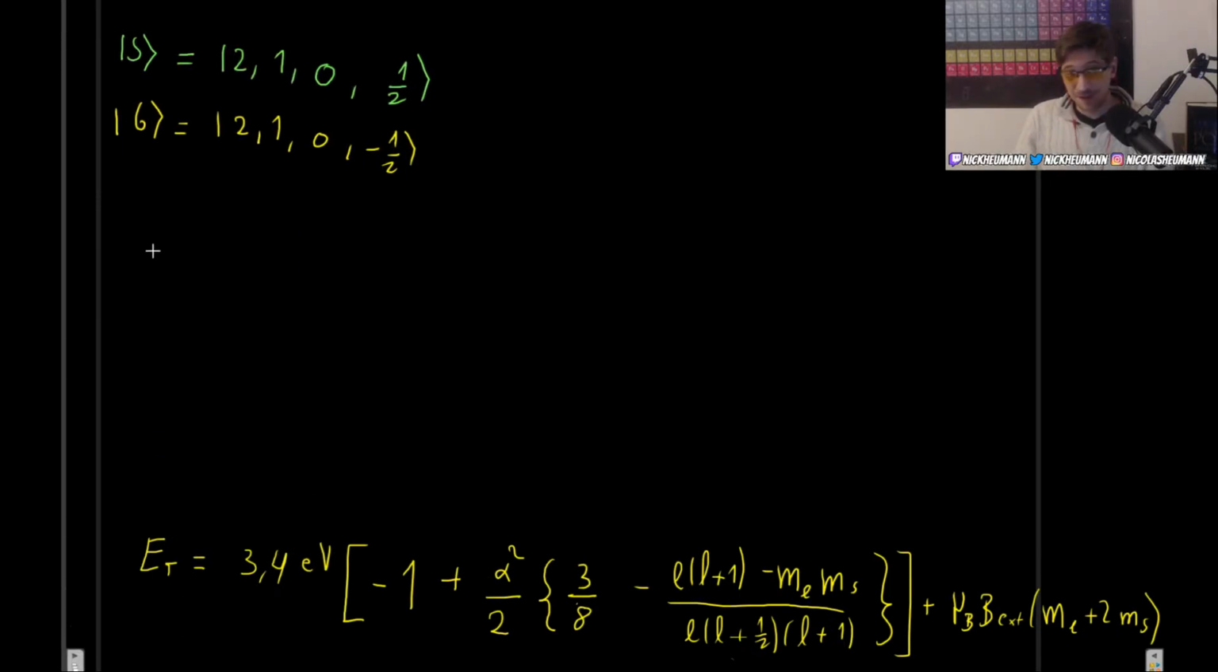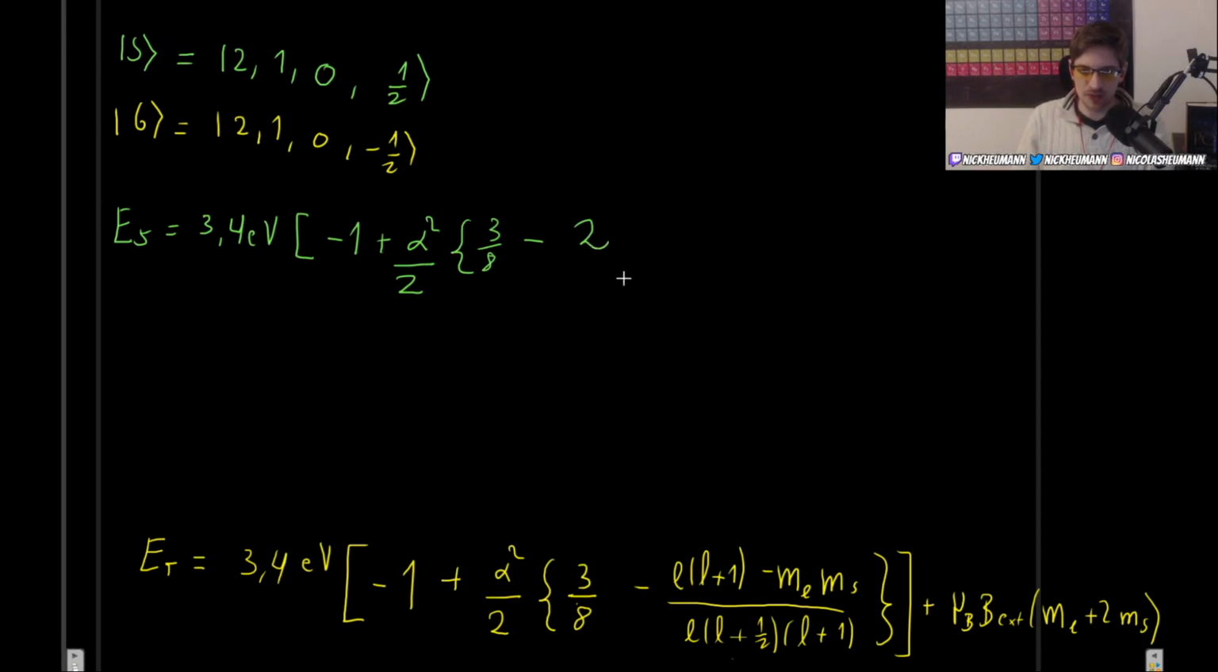Okay, fifth energy level. So E5. This time we have 3.4 electron volts times -1 plus alpha squared over 2, factor of 3 over 8 minus, let's see. Now, L is 1, but ML is 0. So we get -2 divided, right? This part is 0, divided by 3. And then in the Zeeman part, we get Bohr magneton, external field, and then 2 times ms, which is just 1. So just like this.